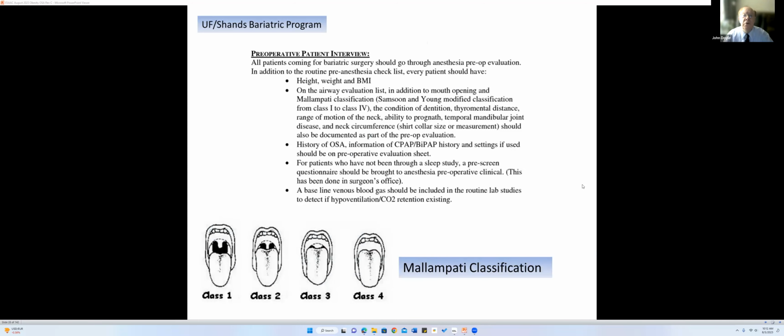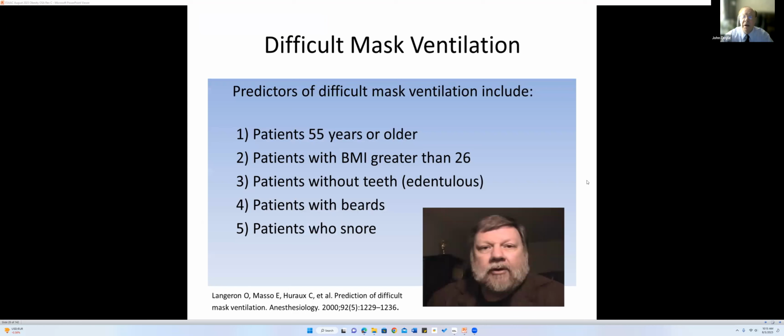So what do you do to assess bariatric patients preoperatively? Well, here is an outline of suggestions from the University of Florida about how they should manage the preoperative patient interview. And one of the things that they want to do is get their height, weight, BMI, their Mallampati classification shown on the bottom left, the history of obstructive sleep apnea, whether they're on CPAP or BiPAP, and in many cases, they would like a patient to have a formal sleep study to assess the level of obstructive sleep apnea where that is available.